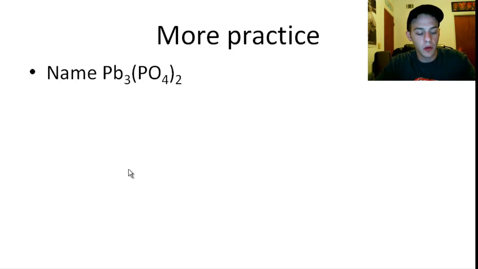Well, notice here that we have the element lead, and lead is not one of those elements that I talked about that had only one type of cation, so we're definitely going to have to use a Roman numeral in this problem. But again, in order to figure out the charge of the cation, we have to first take a look at our anion. And our anion in this case is the phosphate ion, which is PO4 3-.